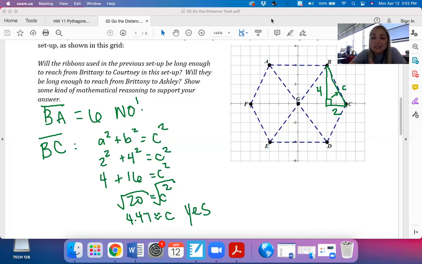All right, that was today's work. We're learning how to use that Pythagorean theorem on a grid.